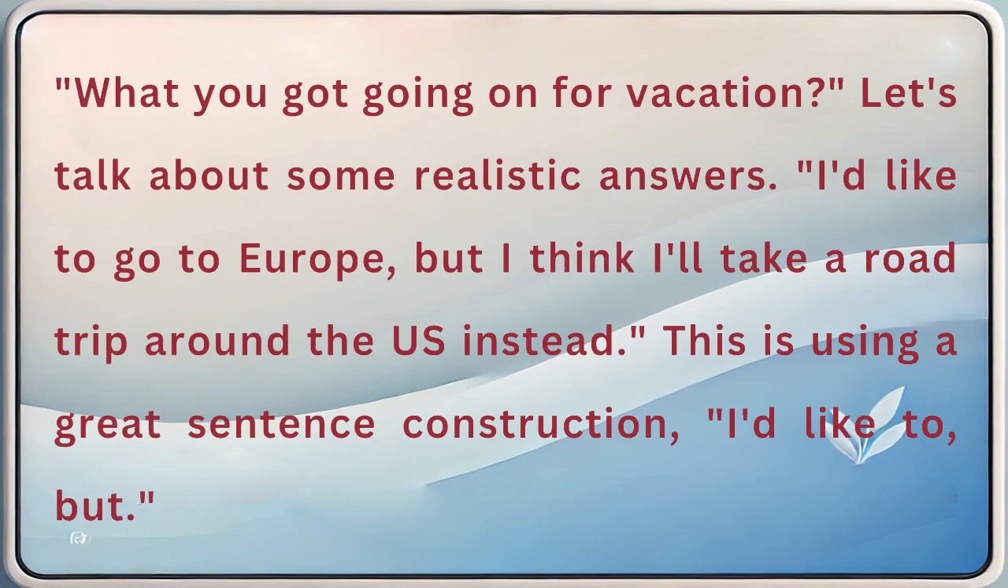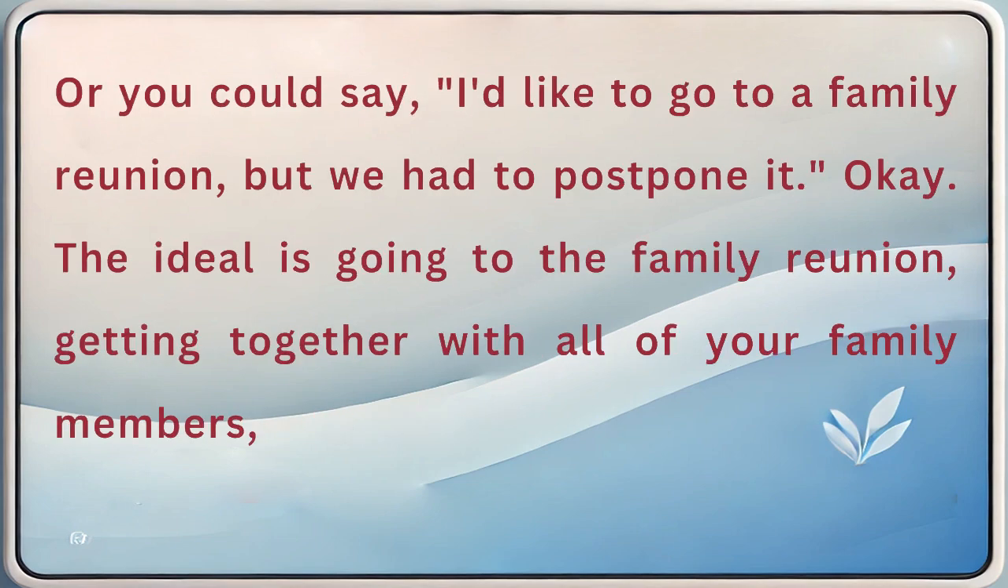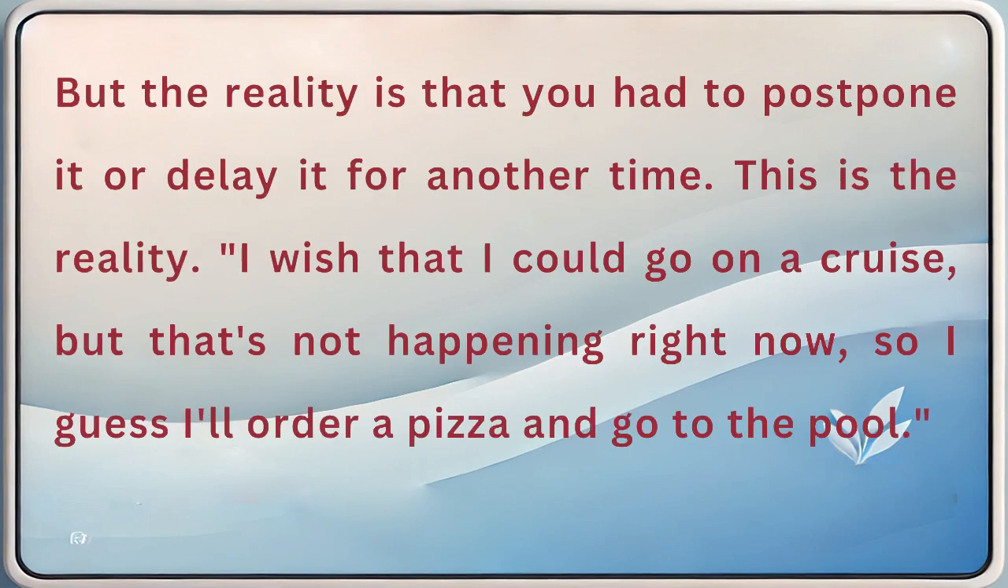I'd like to go to Europe, but I think I'll take a road trip around the US instead. This is using a great sentence construction: I'd like to, but. First we're talking about your ideal dream, and then we're talking about what you're really doing. Or you could say, I'd like to go to a family reunion, but we had to postpone it. The ideal is going to the family reunion, getting together with all of your family members. But the reality is that you had to postpone it or delay it for another time.